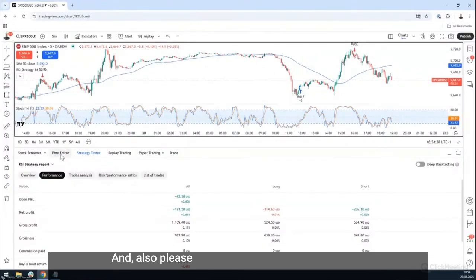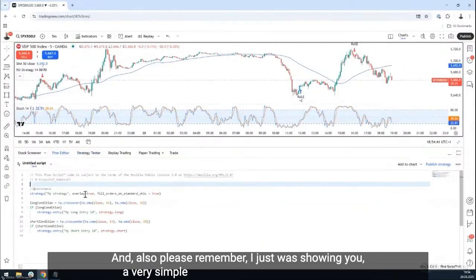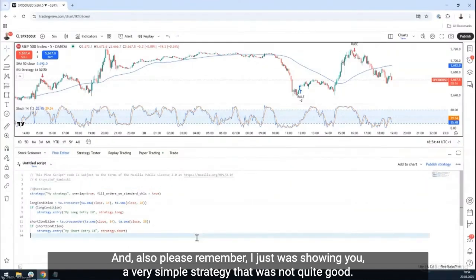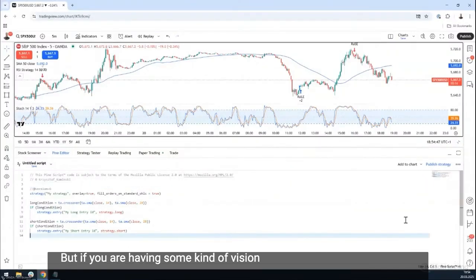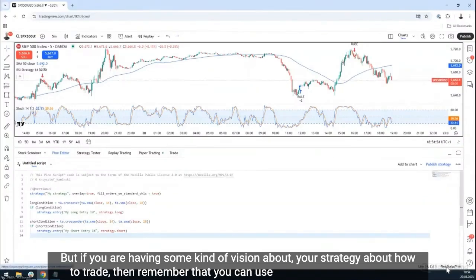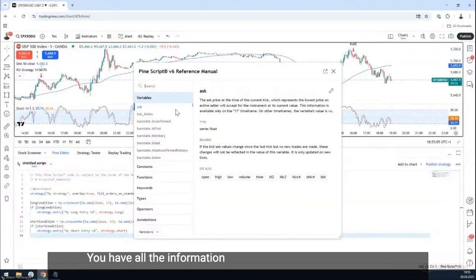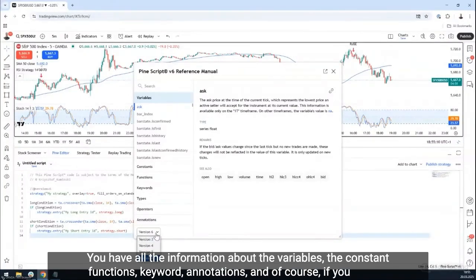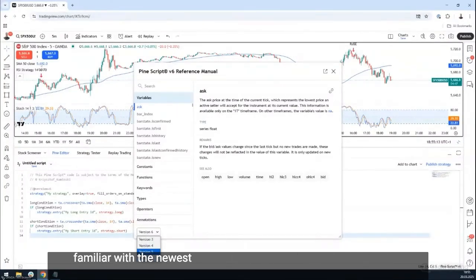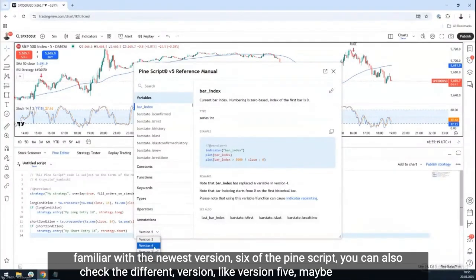And also, please remember, I was just showing you a very simple strategy that was not quite good. But if you have some kind of vision about your strategy, about how to trade, then remember that you can use Pine Script. We now have Pine Script version number 6, and you will see the reference manual. You have all the information about the variables, constants, functions, keywords, annotations. And of course, if you are not familiar with the newest version 6 of Pine Script, you can also check different versions, like version 5, maybe version 4.